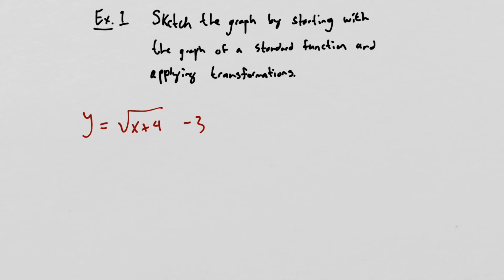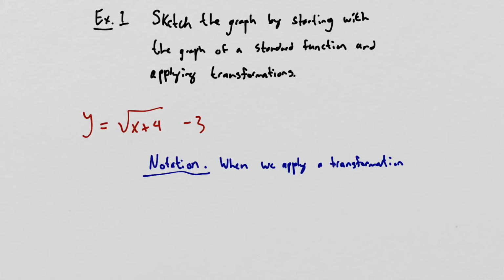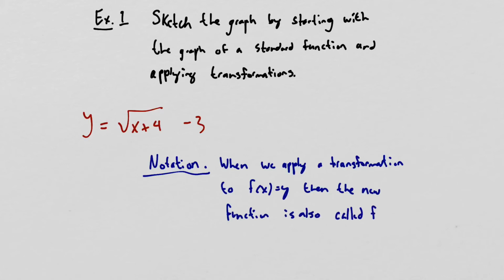Before we get into the solution of this problem, let me just make some notation real fast. We're going to continue using this notation throughout, and it's just the following idea. Whenever we apply a transformation to some function f of x, we'll also call the new function f of x. And this is just going to be used to simplify what we're writing down.